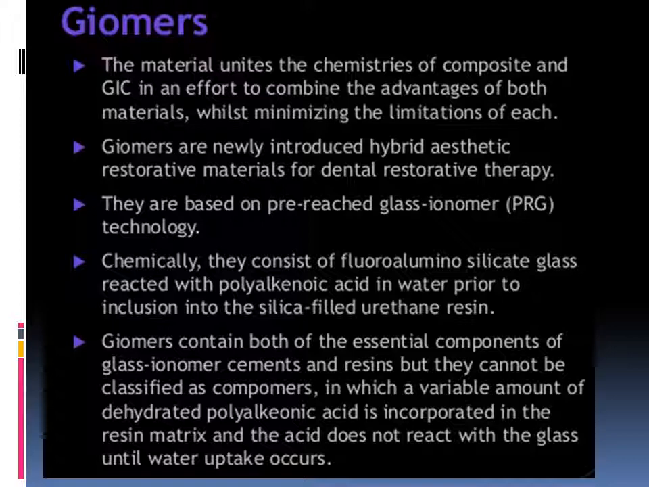the silica-filled urethane resin. So basically, the GIC glass particles have already been reacted with the polyalkenoic acid, and then they are introduced into the filler of urethane resin. So giomers contain both of the essential components of GIC and resin, but they cannot be classified as compomers. So basically, you can say they are a kind of hybrid of composites.